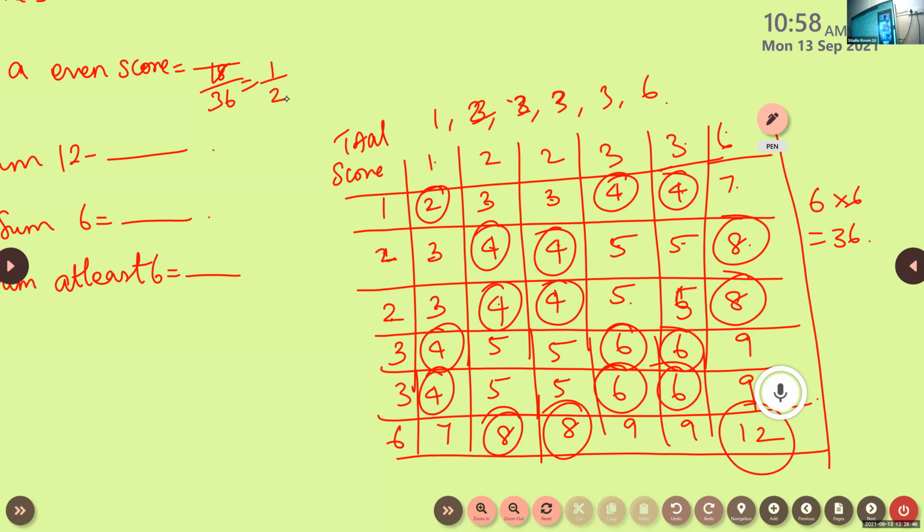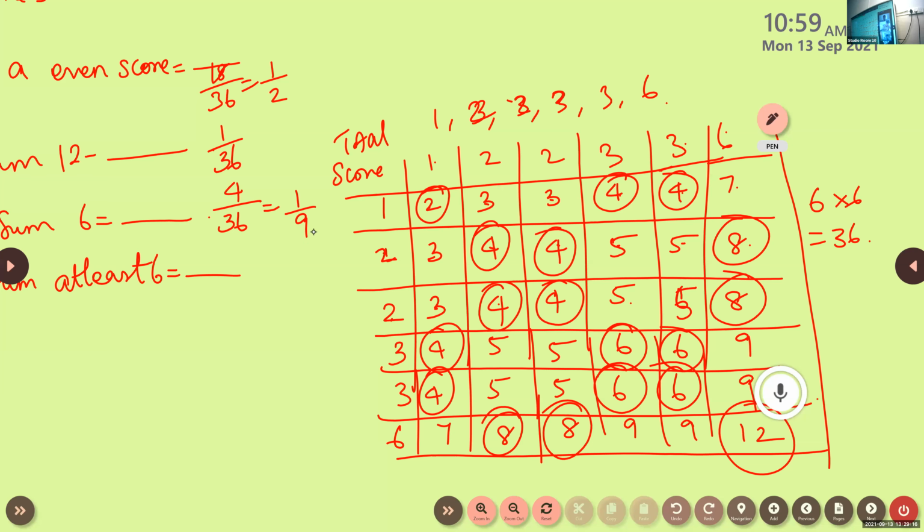Next one is sum 12. Sum 12 means only one possibility, isn't it? So 1 out of 36. Next is sum 6. How many times do you get 6? 4 times. So it is 4 by 36, which is 1 by 9.